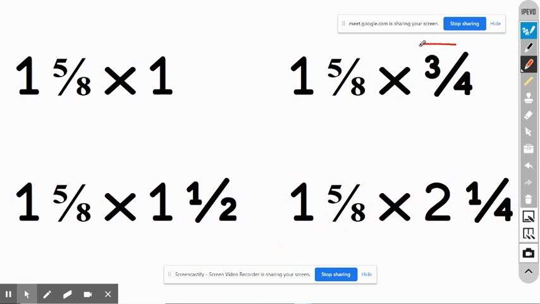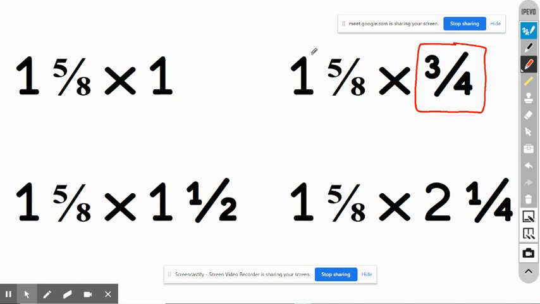Now, who can tell me what you know about 3/4? Is 3/4 the same thing as 1 whole? Is it less than a whole? Or is it greater than a whole? Who can tell? Denzel, less than a whole.